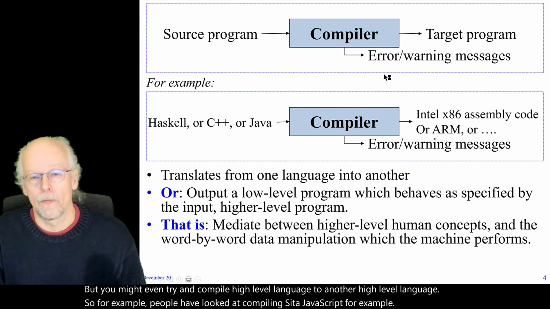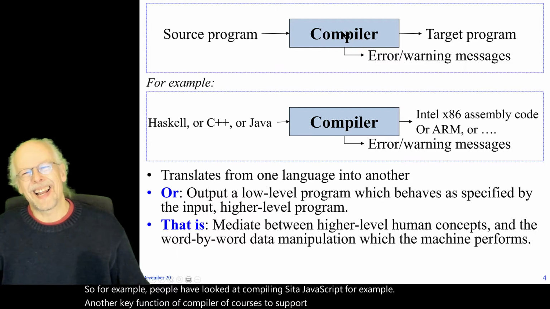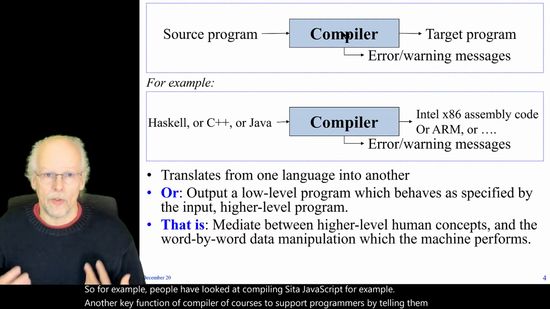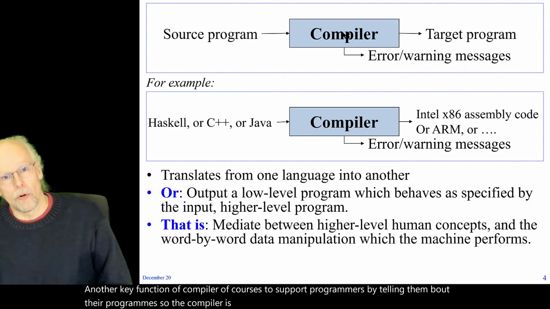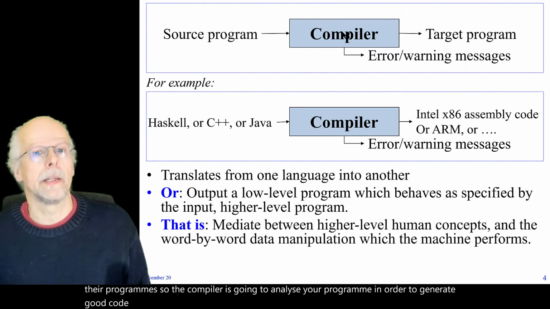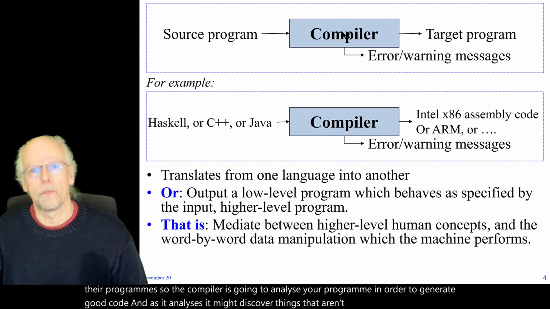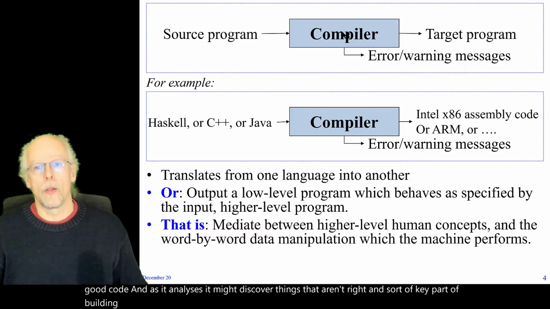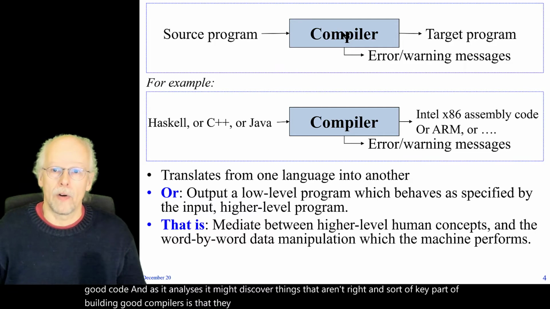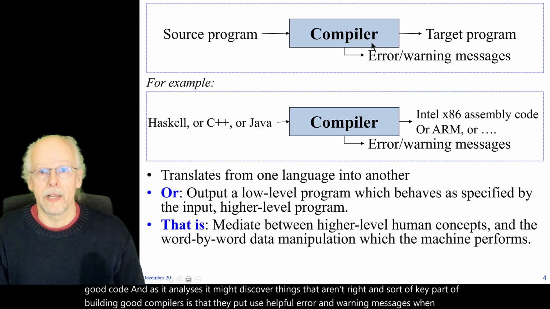Another key function of a compiler, of course, is to support programmers by telling them about their programs. So the compiler is going to analyze your program in order to generate good code. And as it analyzes, it might discover things that aren't right. And so a key part of building good compilers is that they produce helpful error and warning messages when something doesn't make sense in the input code.